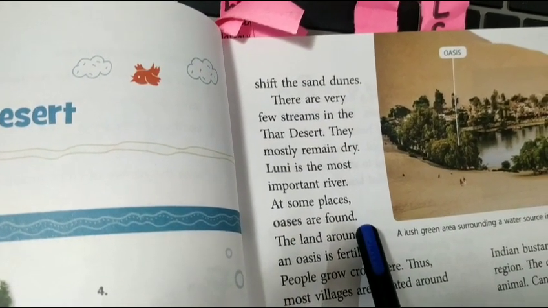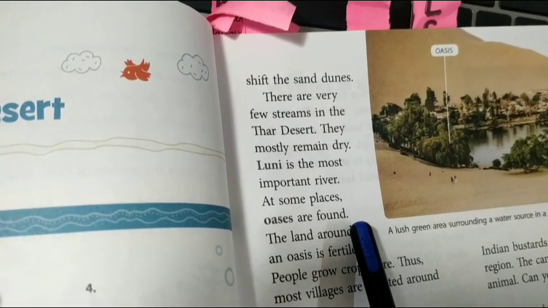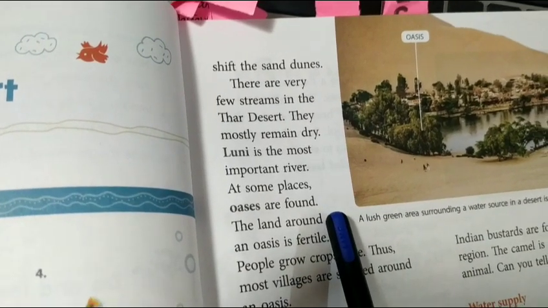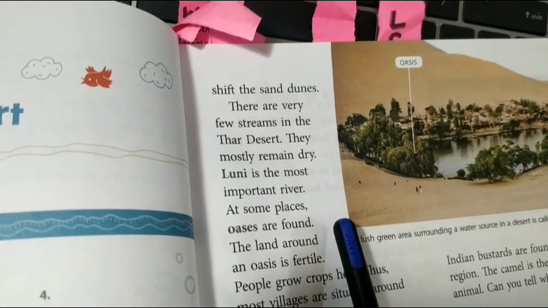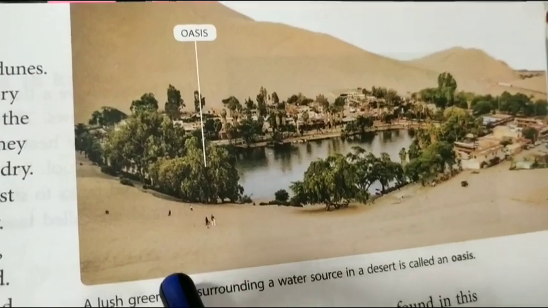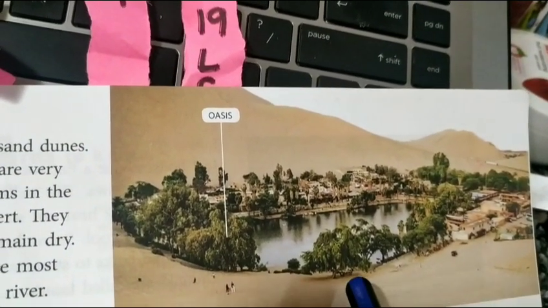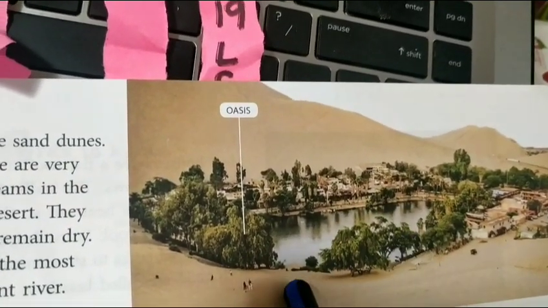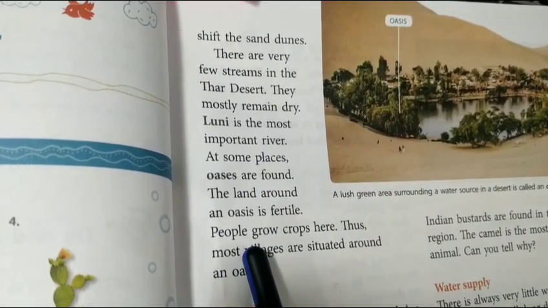Do you know what oases are? Oases are small green places in the middle of the desert area. Rarely do we find these kinds of areas, but somewhere between the desert area you can find this kind of green area where you can find small plants, bigger trees and also some water, so that you can quench your thirst here. The land around an oasis is fertile.